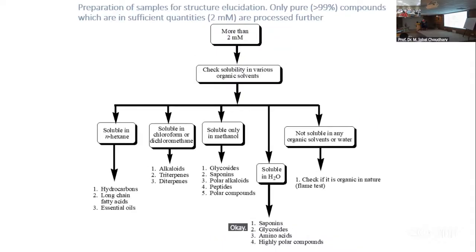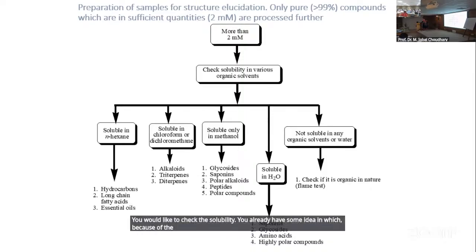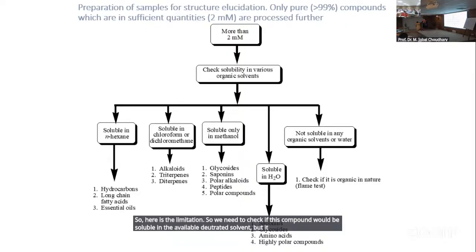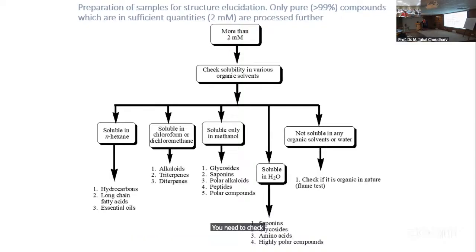Okay, so if you have more than 2 milligrams of the compound, you would like to check the solubility. You already have some idea because of the chromatography you have done, but you still need to check, because maybe you are using some kind of solvent that we do not have as a deuterated solvent. So here is a limitation. We need to check if this compound would be soluble in the available deuterated solvent, but it doesn't mean that you will use deuterated solvent to check the solubility. You need to check the solubility in non-deuterated solvent, okay?